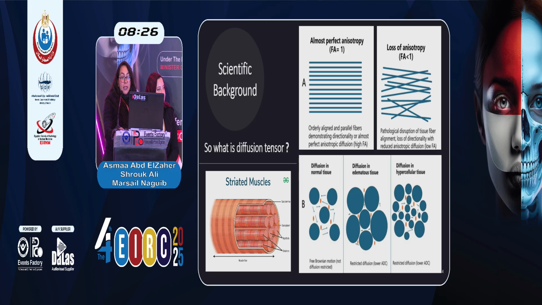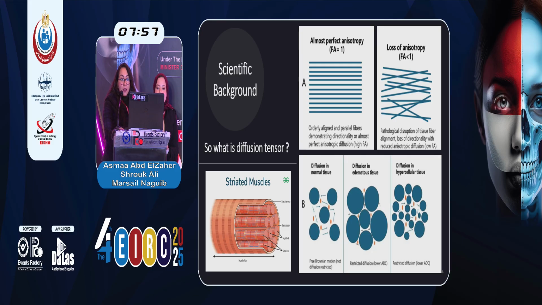And we will give them numbers. If the direction is only one direction, it takes number 1. What happens if the organization of these fibers got disrupted? Like in any pathological disease, the fibers got disrupted and the water molecules start to move in different directions. And the number starts to decrease towards 0.